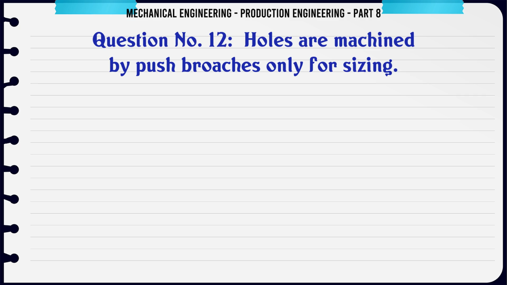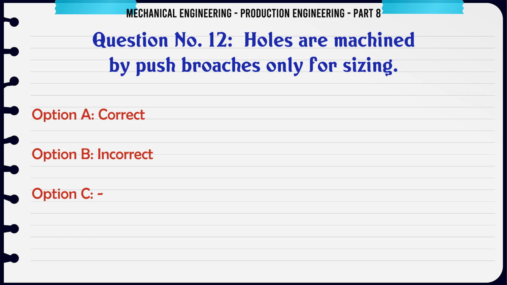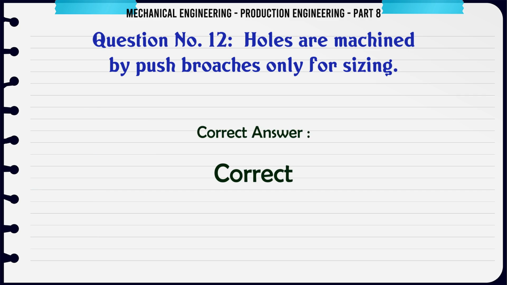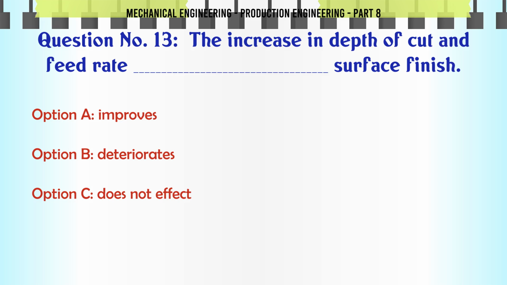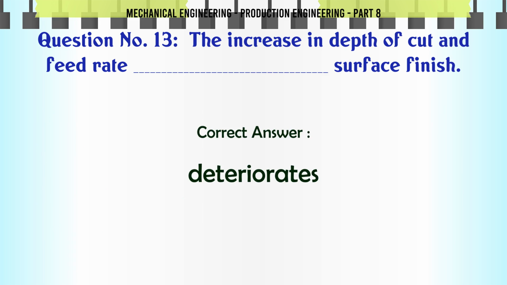Holes are machined by push broaches only for sizing. A. Correct, B. Incorrect. The correct answer is correct. The increase in depth of cut and feed rate, surface finish: A. improves, B. deteriorates, C. does not affect. The correct answer is deteriorates.